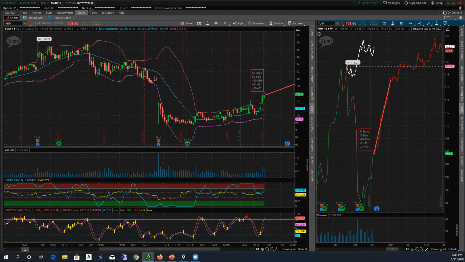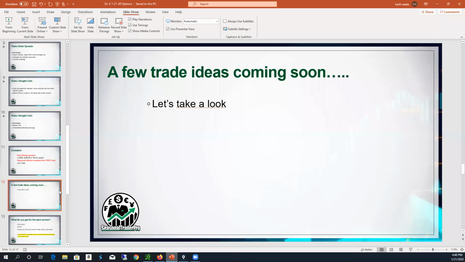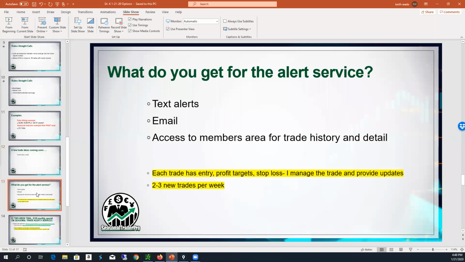I do sell credit spreads as well. Not today. I'm not going to talk about that, though. I want to keep it simple. Okay. So hopefully that's useful on how I trade that.